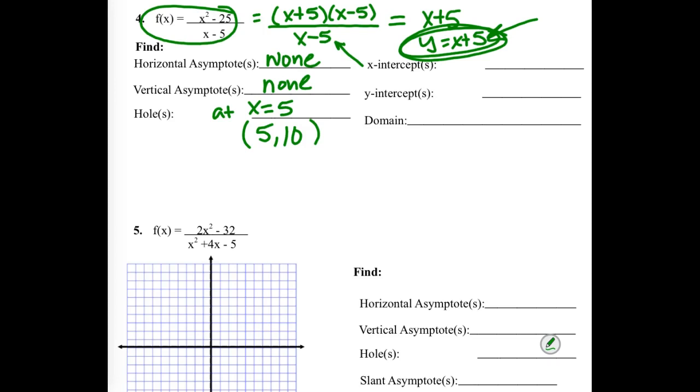All right, x-intercepts. Talk at your tables. What would you come up with for x-intercepts, y-intercepts, and domain? Go ahead and answer those 3, and then we'll put the recording back on.